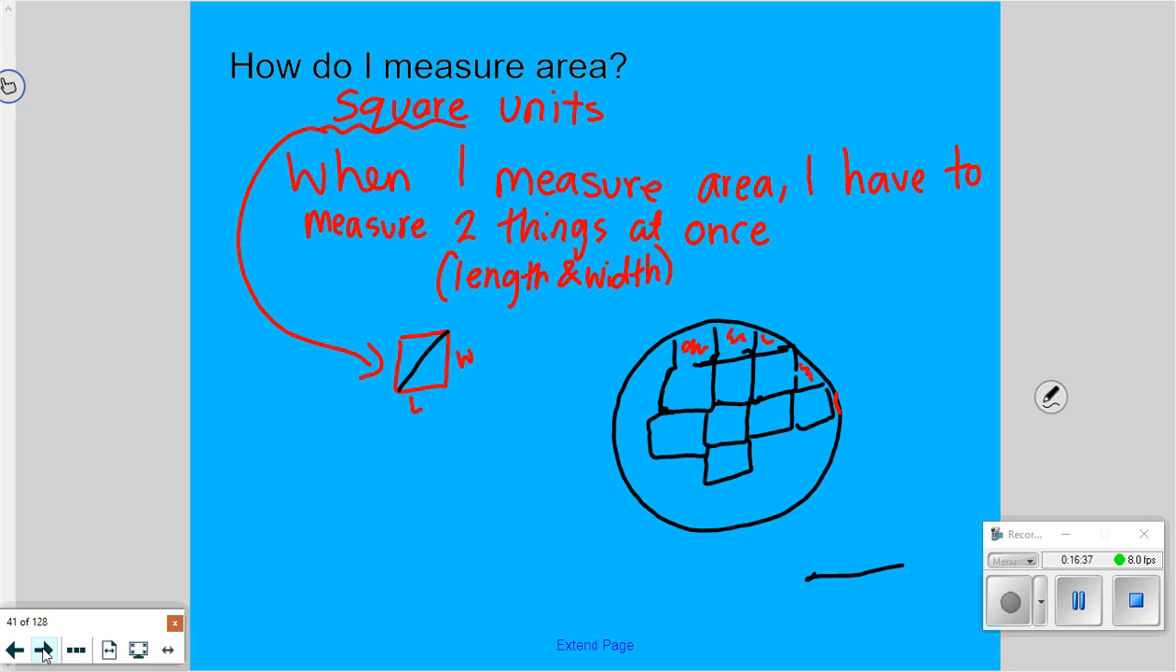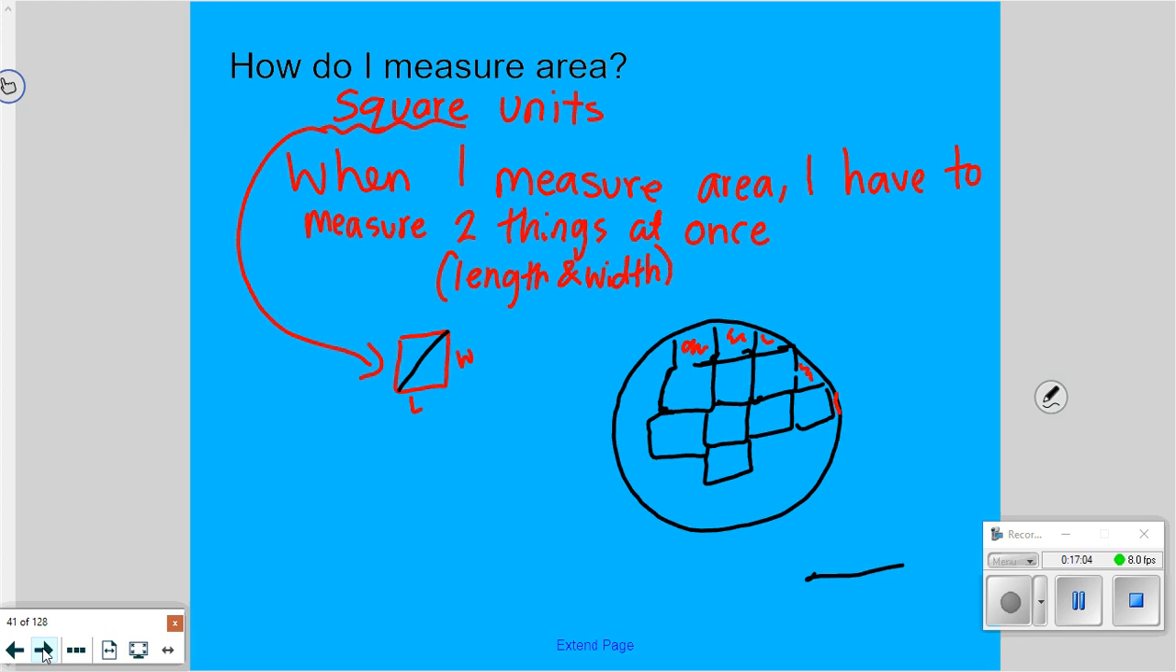1D is just a line. 2D, we now can make a shape. 3D, we make a shape with height. That's how it changes, right?